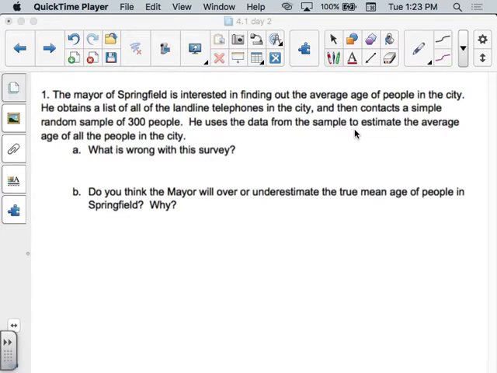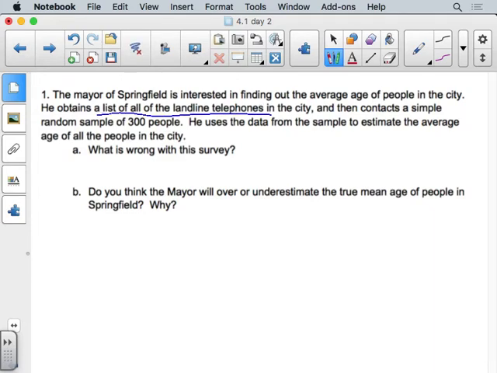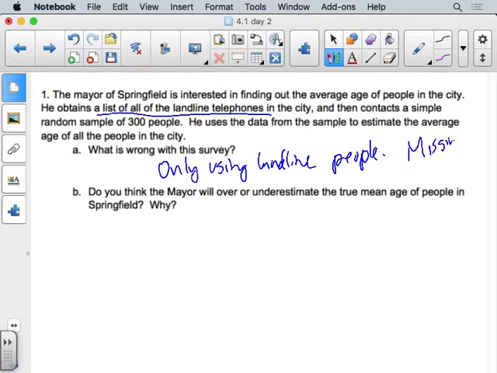So I think the thing is that the list he got was from a landline telephone directory, and how accurately is that getting everybody in the city? So he did a simple random sample, but he got bad data. So what's wrong with this? Only using landline people, basically. So what's happening is he's missing other people. And so he's missing people, so this is bias.